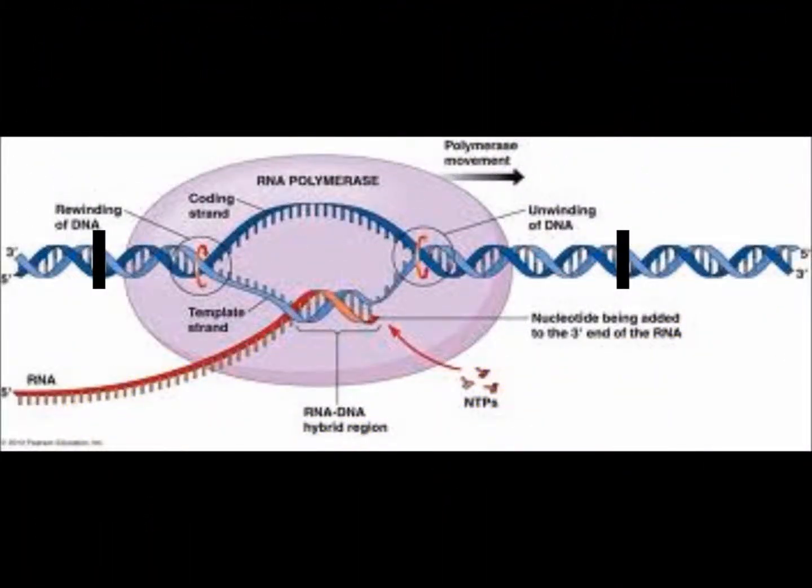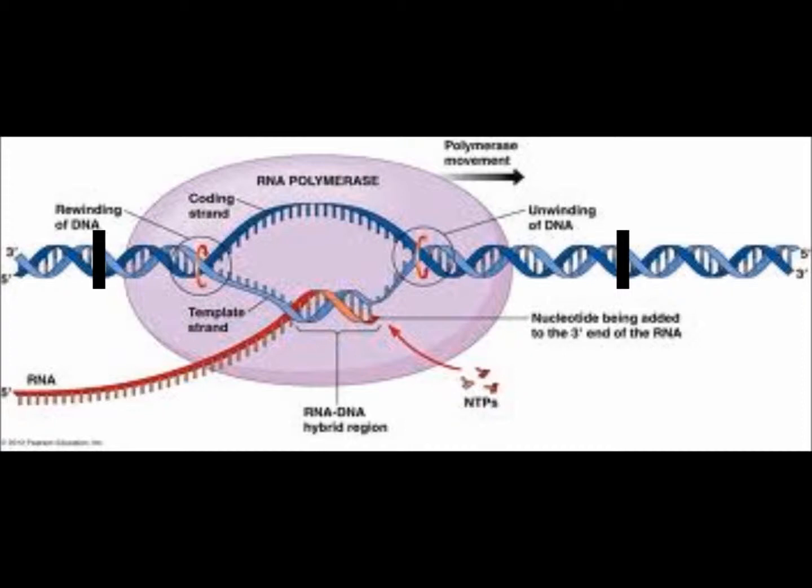In transcription, RNA polymerase unzips the double helix DNA. This process is known as initiation, shown by the black box on the left-hand side of the RNA polymerase. The next process is elongation, where RNA polymerase makes a complementary RNA strand from the antisense strand, shown on the diagram as the template strand.